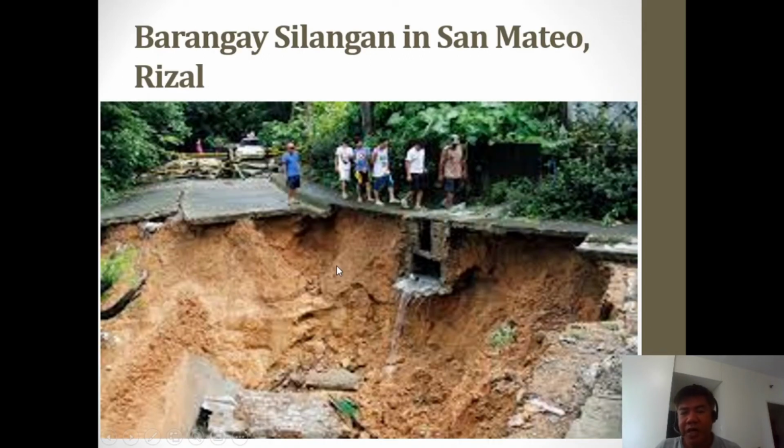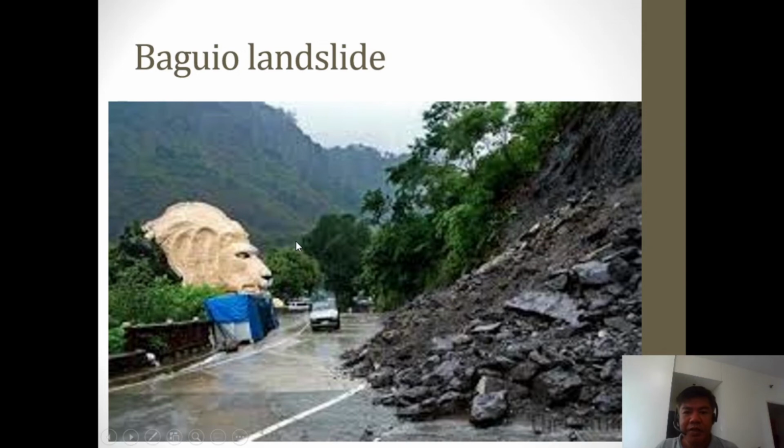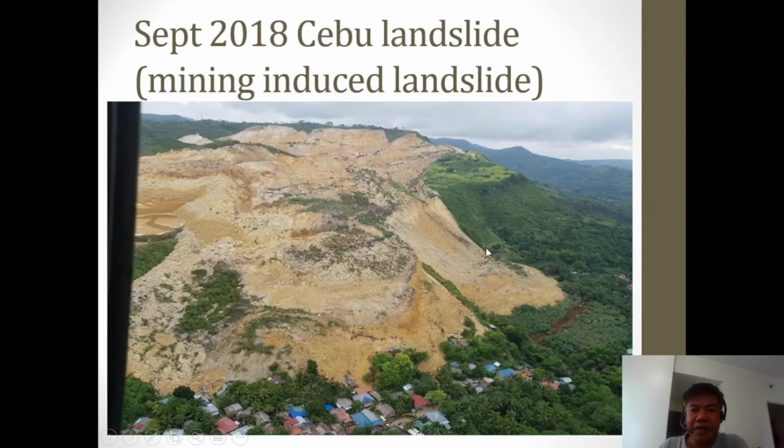So this is in San Mateo, Rizal. Actually, this is always true in my province. Part of the road, not only the municipal road but even the national highways, always have these problems. So the Baguio landslide is a yearly event in Baguio. During the rainy season, we will always hear from the news that there are problems in terms of landslides. This is also the 2018 Cebu landslide, but this is a mining-induced landslide.